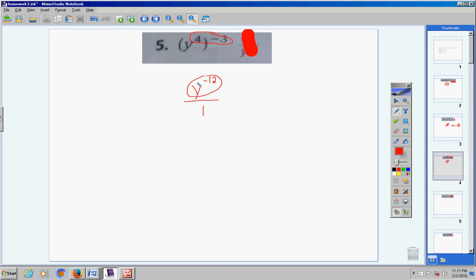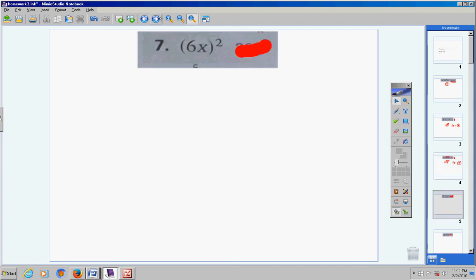We want the 12 to be positive, so pick this up, move it to the bottom. When you do that, you already have a 1 down there. Times, now you have a y to the positive 12th. There's nothing left up top, so we'll put a 1. So your final answer is 1 over 1 times y to the 12th, which is just y to the 12th. And that is your answer, 1 over y to the 12th. Alright, moving on to number 7.